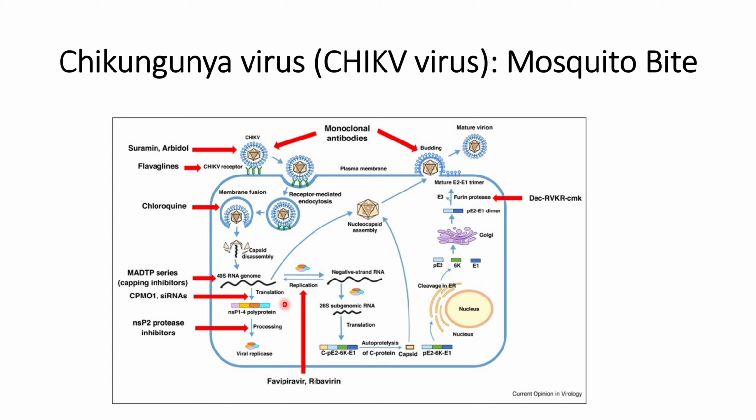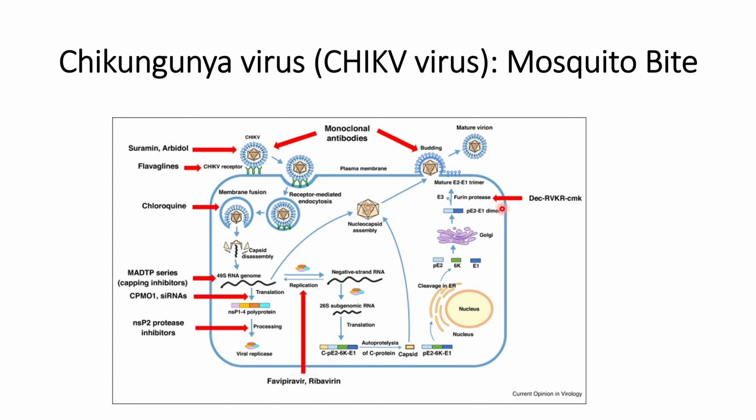Another step where this chikungunya virus can be stopped is during replication. So the use of favipiravir or ribavirin. We have discussed the use of these during our COVID videos, where we discussed different ways to inhibit COVID replication. You can check that video.